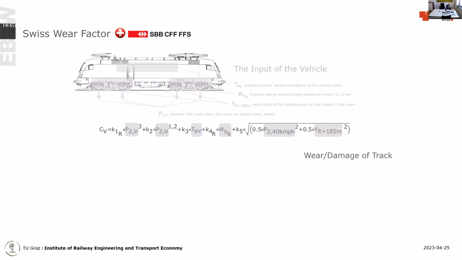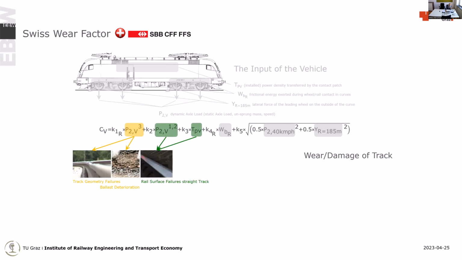in track. So what is happening here? We talk about the ballast deterioration, the track geometry payloads. Our main aspect, we have to guarantee a proper track geometry to run and operate our trains. Then we have again the influence of the vertical load and the traction power, which harms the rail surface on straight track or tangent track.